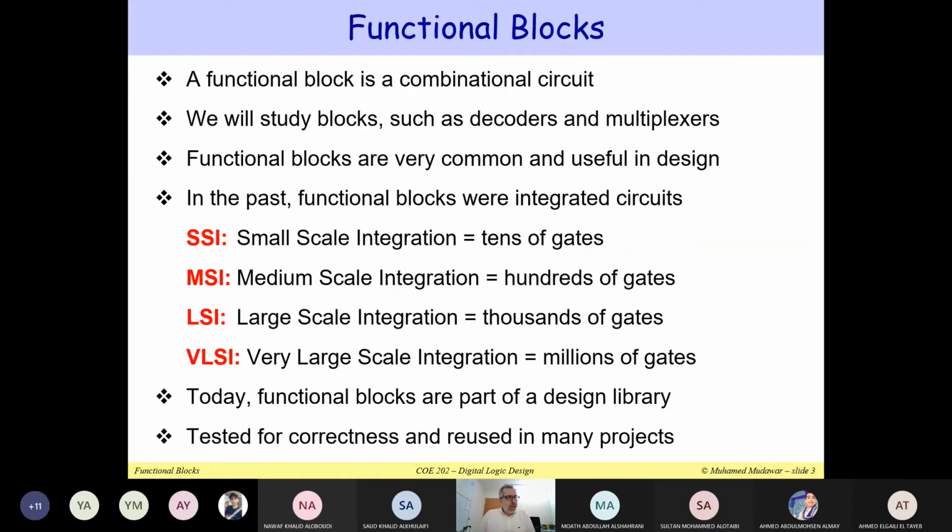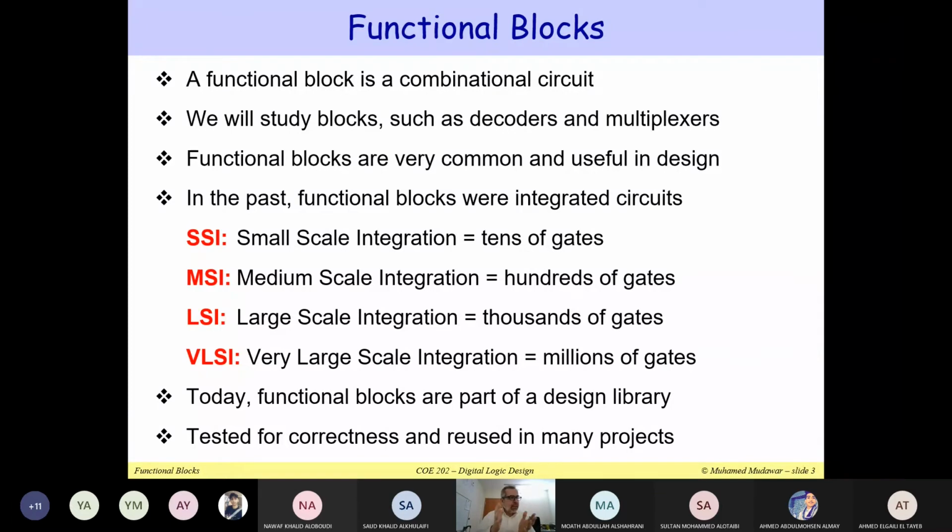The meaning of a functional block: it is a combinational circuit, and it can be implemented using normal gates, like we have been doing so far. However, we can use them to design large circuits. These are very common. They are very commonly used, and very useful in design.